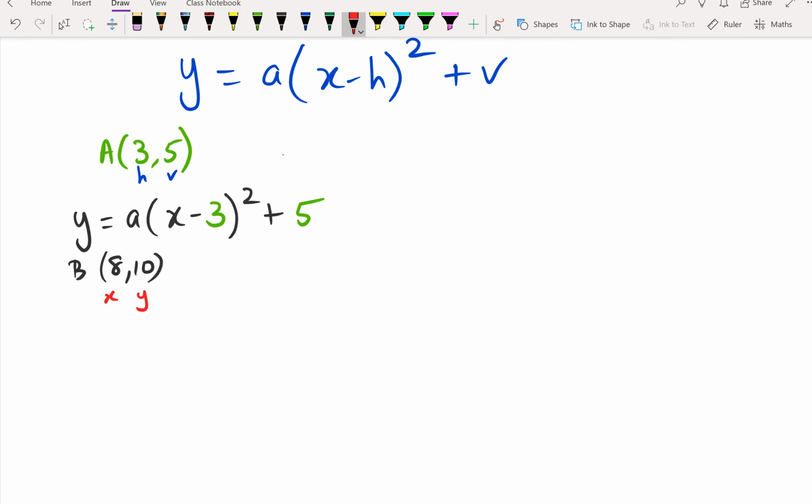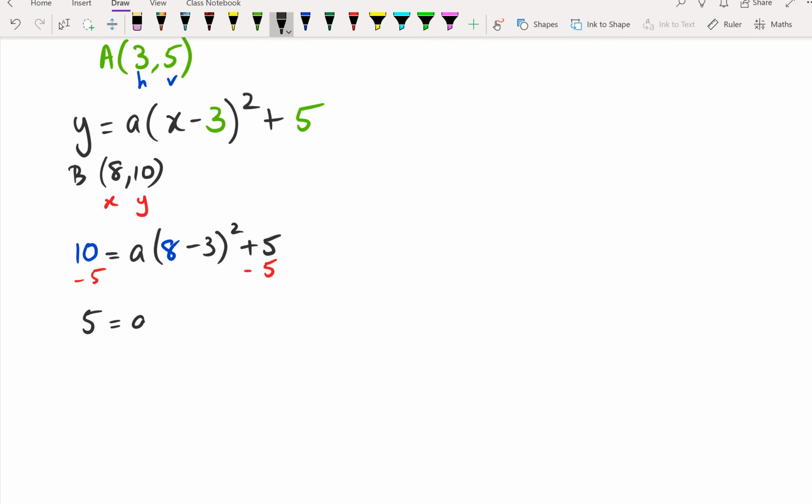Now it's a matter of substituting these values and rearranging to find out what A is. Instead of y, I'm going to write down 10. So 10 equals a multiplied by (x minus 3) squared plus 5, and x is 8. So at this point, I need to rearrange. The first thing I need to get rid of is the 5, so I've got minus 5 and minus 5. This ends up being 5 equals a times (8 minus 3) squared.